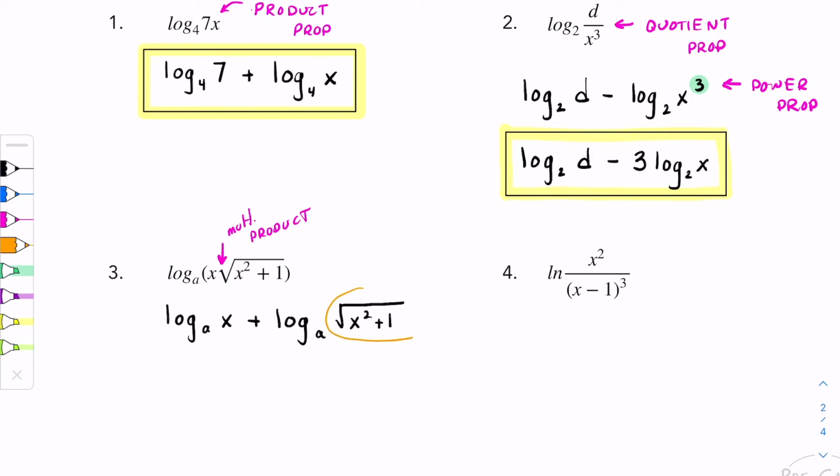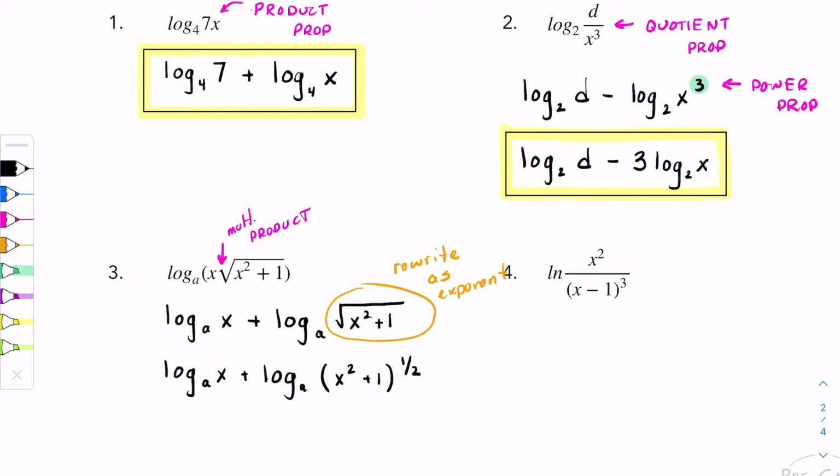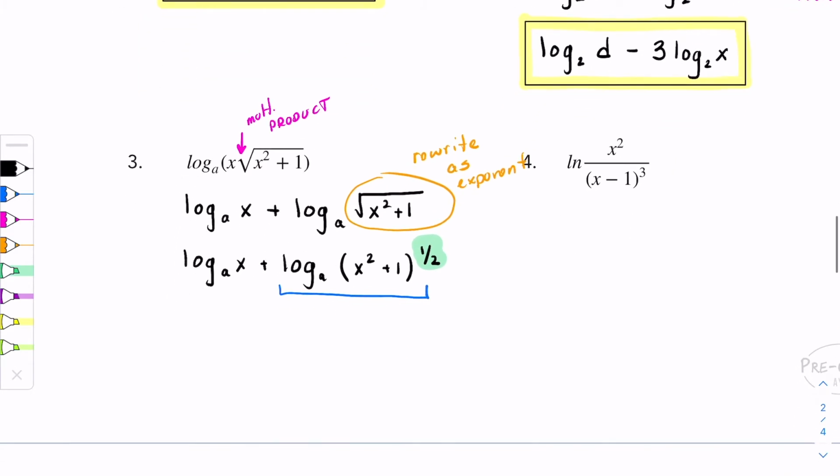Now, anytime I have a radical, I'm going to rewrite it as an exponent. If I rewrite this as an exponent, my function becomes log base a of x plus log base a of x squared plus 1, raised to the power of 1/2. Now that I have an exponent of 1/2, I can rewrite that in front of this expression, for my final answer of log base a of x plus 1/2 times log base a of x squared plus 1.